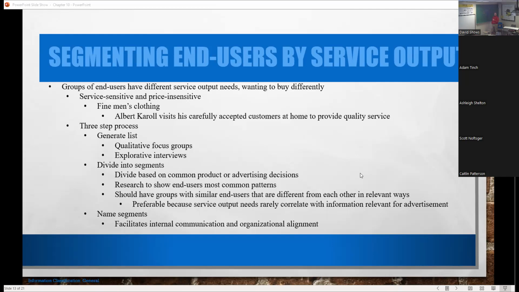Usually we can generate these either by explorative interviews or by focus groups. We collect all of these things together. And then what we do is we divide them into segments by service output demands.